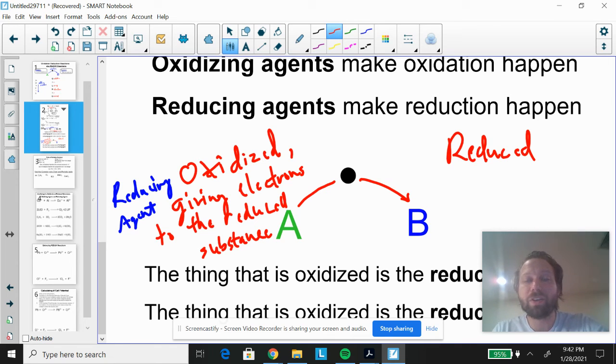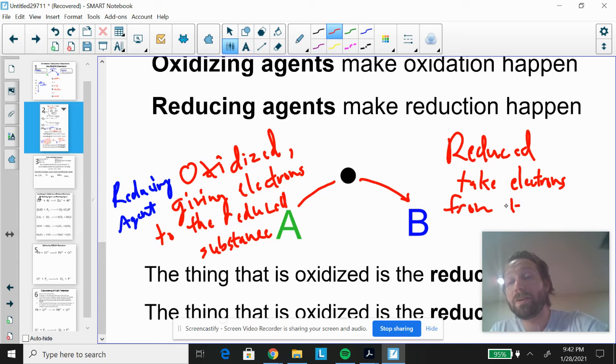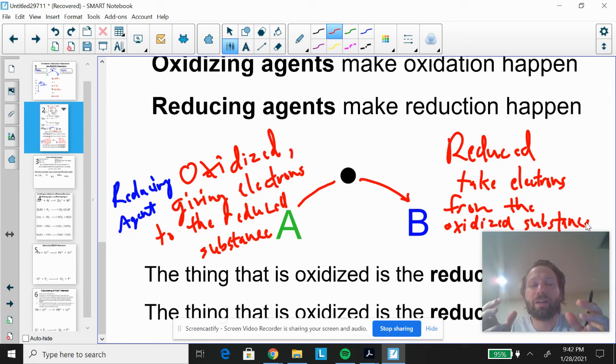And conversely, the reduced substance, in this case B, is taking electrons from the oxidized substance. So it's making oxidation happen by taking the electrons from A. That's why we call the reduced substance B the oxidizing agent.